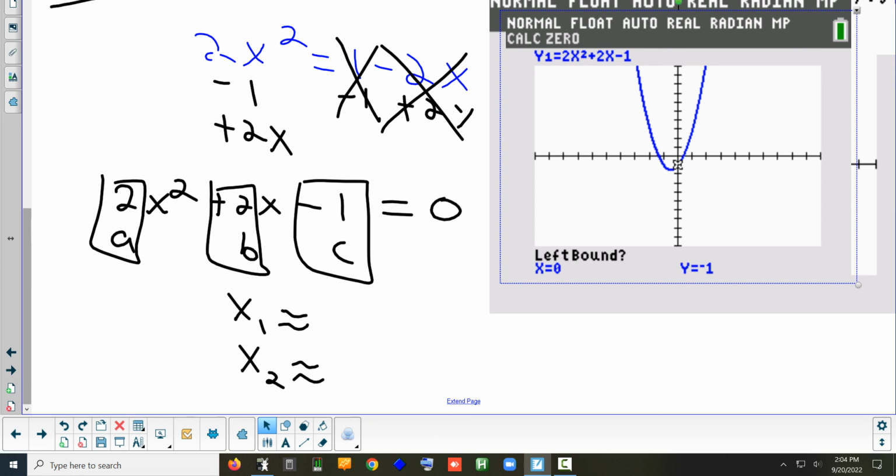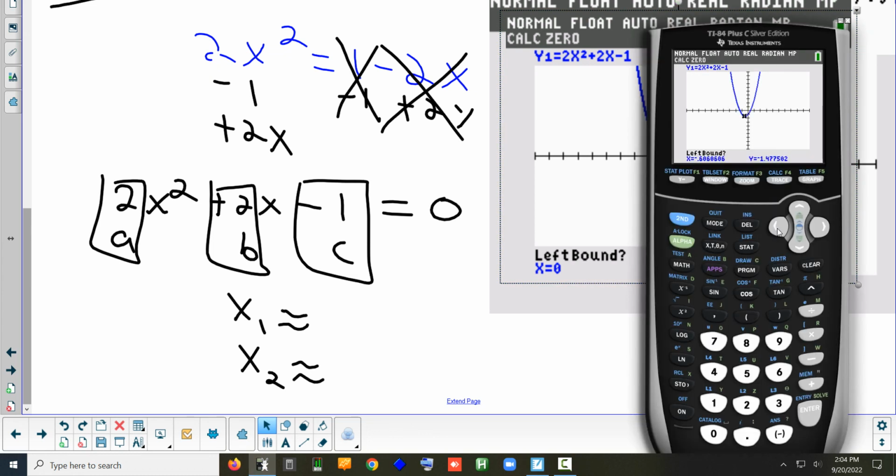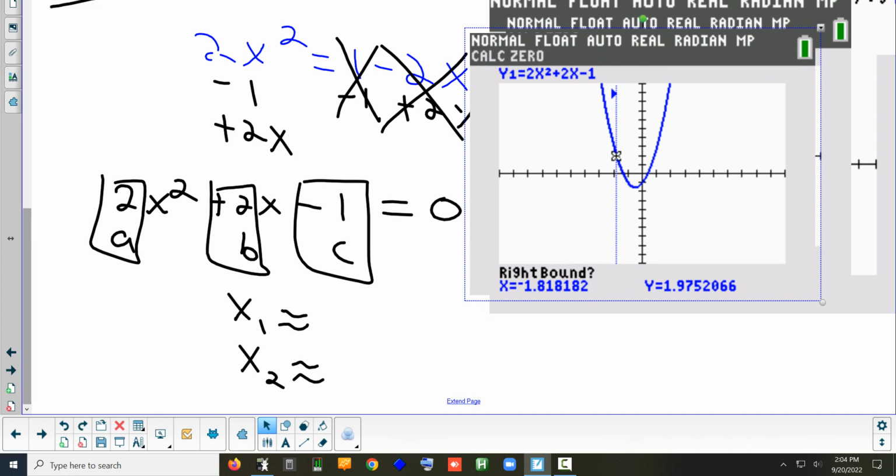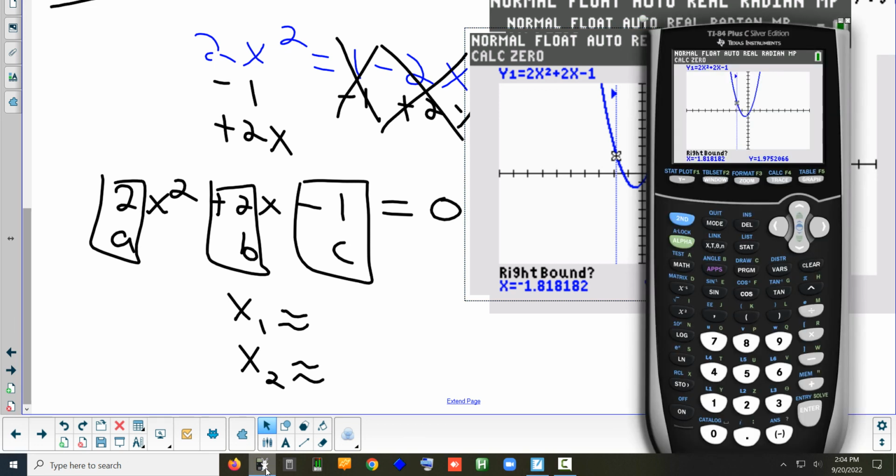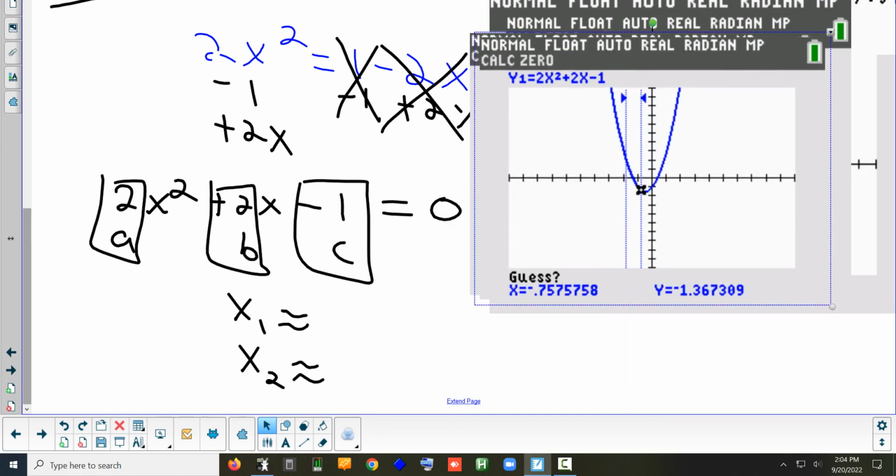So left bound, start by moving your cursor to the left of one of your zeros and hit enter. What it does is put a dotted line, and that tells the calculator to look for where it crosses the axis between that dotted line and another one, the right bound. So pick a point that's a little bit to the right of one of your zeros, and then hit enter. Now you should have 2 dotted lines, and the calculator is going to look between them.